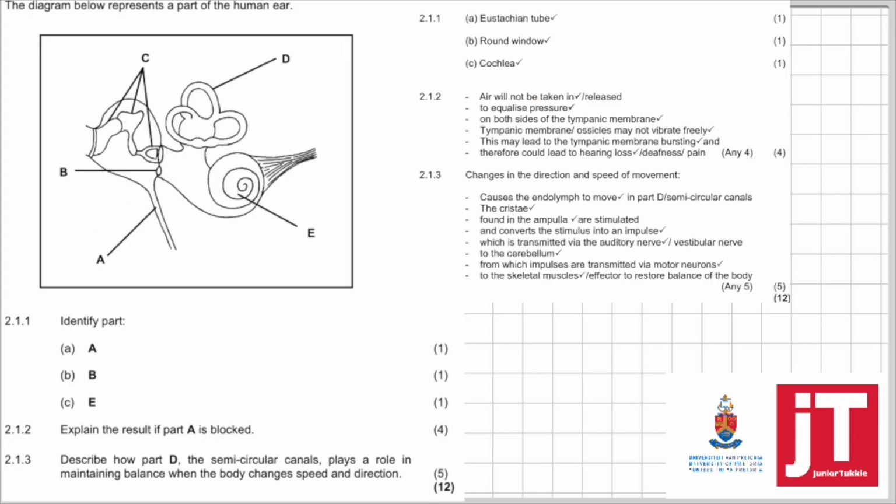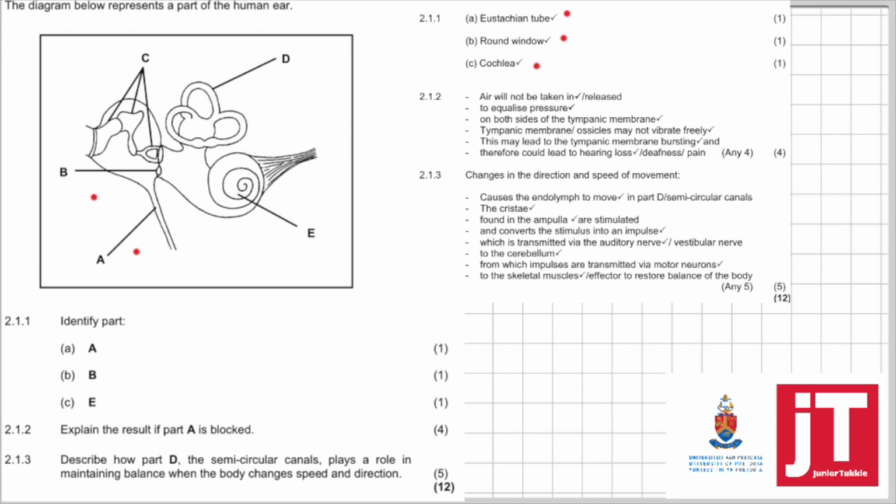Right, let's get down to question 2. The diagram below represents a part of the human ear. 2.1.1, identify part A. That's the long tube that can only be the Eustachian tube. Identify part B. If you look at it, it's actually round, so you know it's the round window. And E, can you see it looks spiral, so that's the cochlea.